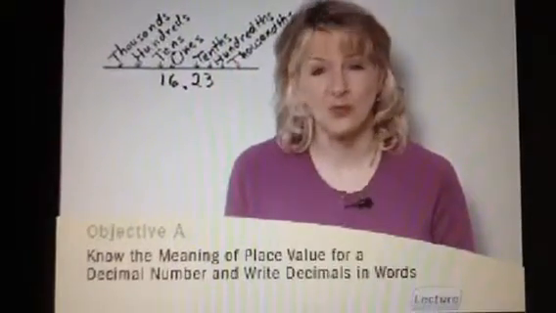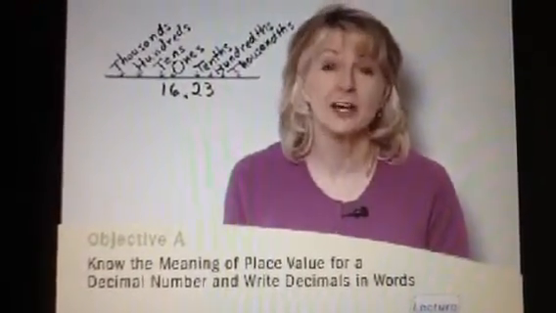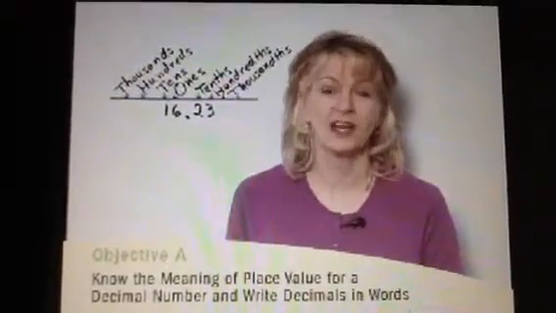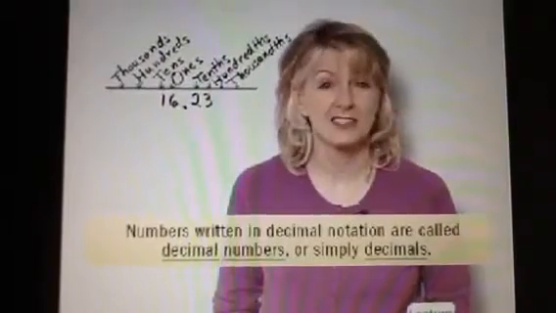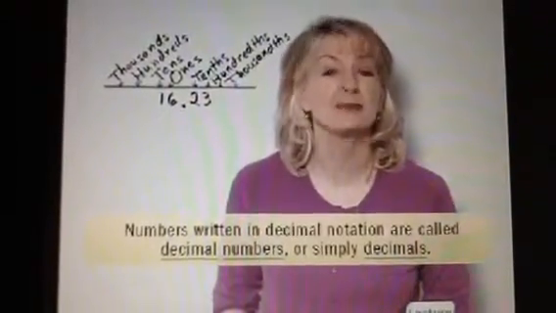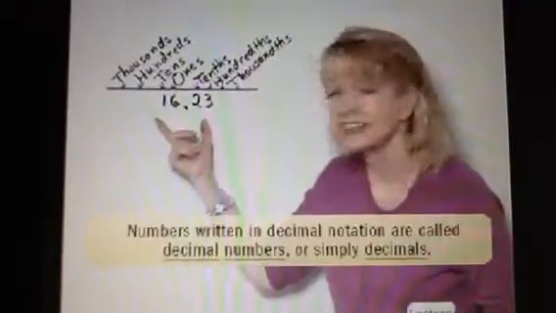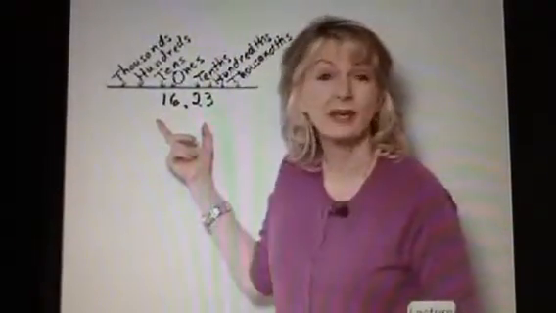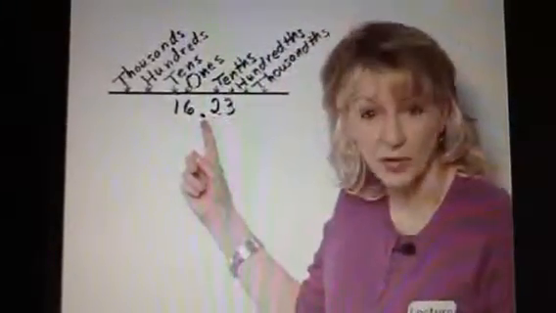Like as for fractional notation, we use decimal notation to denote part of a whole. And a number written in decimal notation we call a decimal number, or sometimes just simply a decimal. So here we have a decimal number, or sometimes just called a decimal. This is the decimal point.